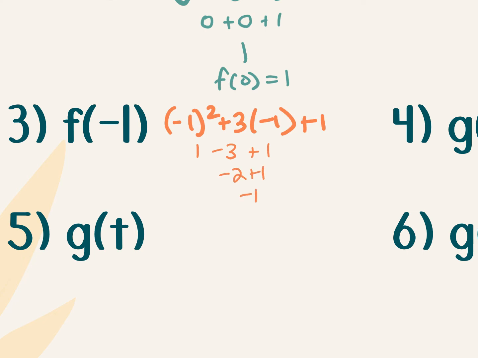On WebAssign, it gives you just the box. So it'll say like f of negative 1, and then it gives you this box. So you're just writing negative 1. You don't have to write f of negative 1 equals negative 1.